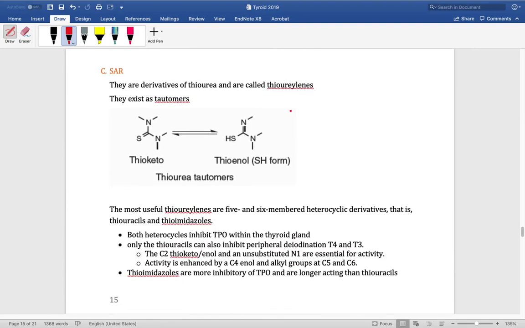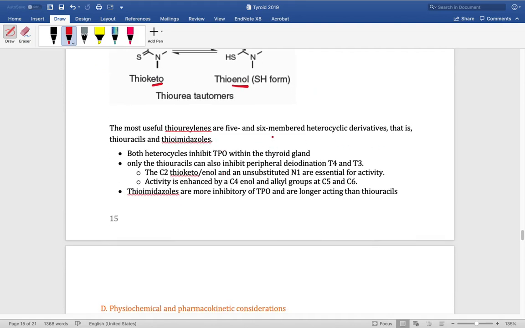The structure-activity relationship. So the thioamides are derivatives of thioureas. They are called thioureylenes. They can exist in tautomeric form. Basically, you have a keto form and an enol form. So you have a tautomeric relationship there that exists.